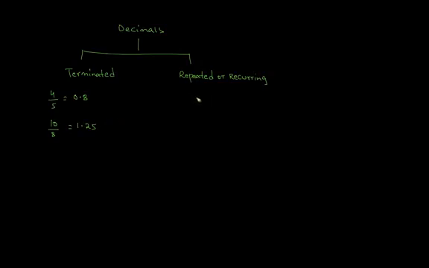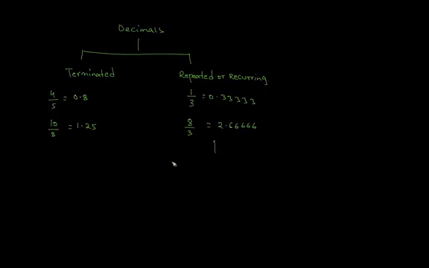Recurring decimals or repeated decimals. Suppose I have 1 by 3. What is happening? 0.3333. It never ends. That is called recurring decimals. Another example, if I take 8 by 3, what do you have? 2.66666. These are called recurring decimals.